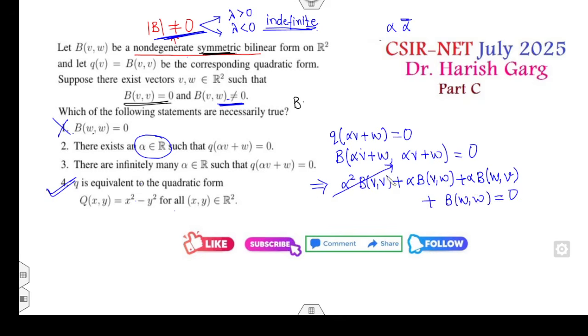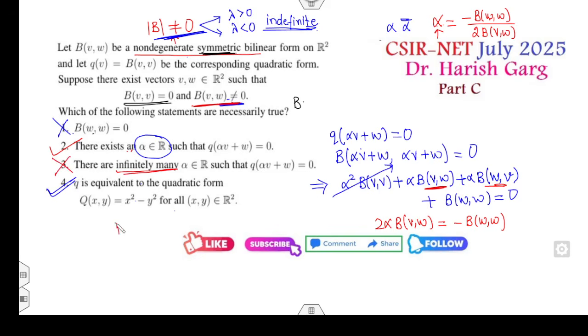Since this last part is my 0, it is given, and this is symmetric, so it's a double. So 2 of alpha V of v comma w is equal to minus V of w comma w. So can you find the value of alpha? Alpha will be minus V of w comma w divided by twice V of v comma w, because the denominator part is non-zero. Whenever the numerator is 0, again you will get the unique alpha. If the numerator is non-zero, then again you will get the unique alpha. Yes, there exists the alpha, but in the third option he said infinitely many alpha. That's a wrong option. B and D are the right answers of the problem.